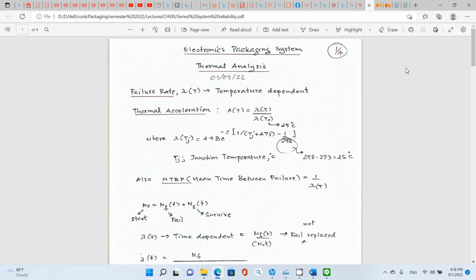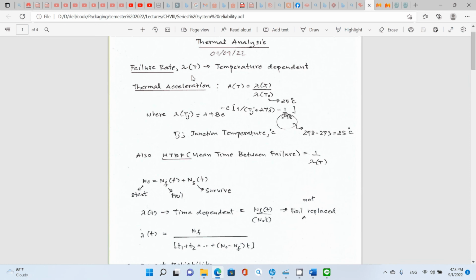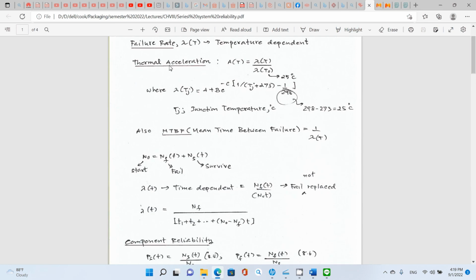You can think about the sun and the earth. Sunlight can radiate from the sun to the earth because it has to go through space, where there's no medium at all. Okay, now let's take a look at the failure rate represented by lambda of T. The T is the temperature dependent. There is also a terminology, thermal acceleration, represented by A equal to lambda T over lambda T0, where T0 can be room temperature. In this case, you can put 25 degrees as the reference.